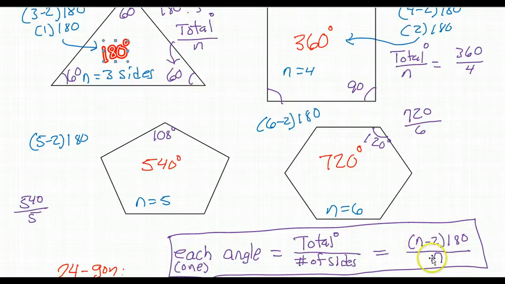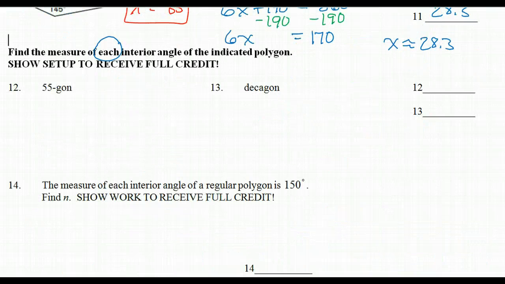So this is sort of a formula for finding one angle, but I hope you don't feel like you have to memorize it. It should be common sense. Total degrees divided by number of sides. In fact, just to make it more obvious to your brains, maybe we'll do this in steps. First step, find the total.